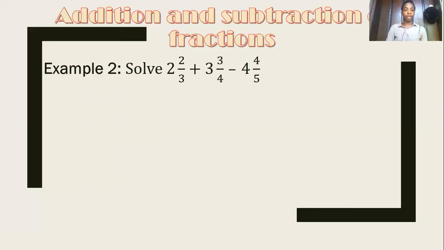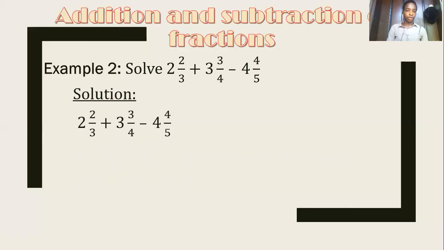So what do I do? Solution: here is our question once again. I'll take out the whole numbers first. I'm having 2 plus 3 minus 4. That's the first thing I do, so in brackets, 2 plus 3 minus 4. Then I'll check the fractions now. Remember, I'm to get the LCM of the denominators. What are my denominators? I have 3, 4, and 5.